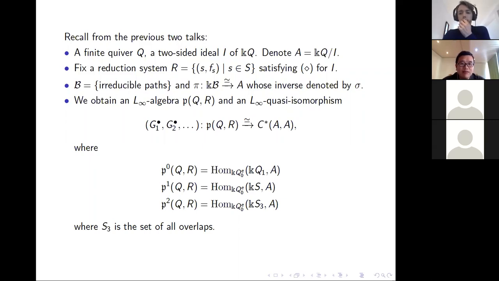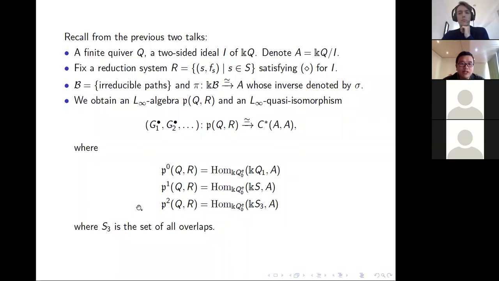From the reduction system satisfying the diamond condition, we can construct an A infinity algebra we call PQR, and we also get an A infinity quasi-isomorphism from this A infinity algebra PQR to the classical Hochschild cochain complex. On the right-hand side, it's a DG Lie algebra, the bracket is given by the Gerstenhaber bracket, and on the left-hand side, the L infinity structure is constructed by the homotopy transfer theorem. So we transfer the Gerstenhaber bracket from the right-hand side to the left-hand side, and we get higher Lie brackets.